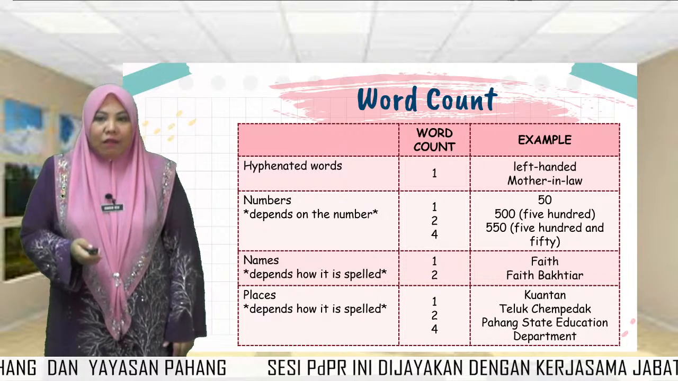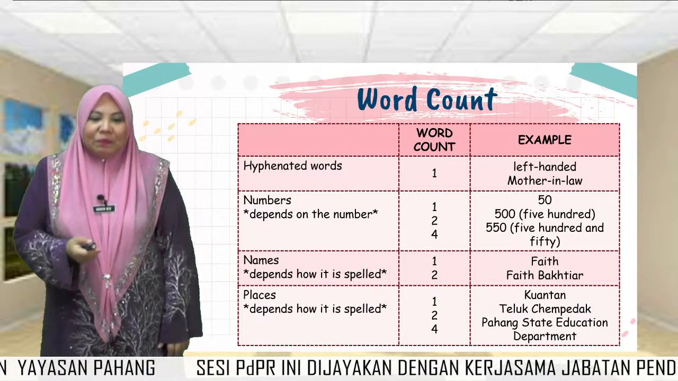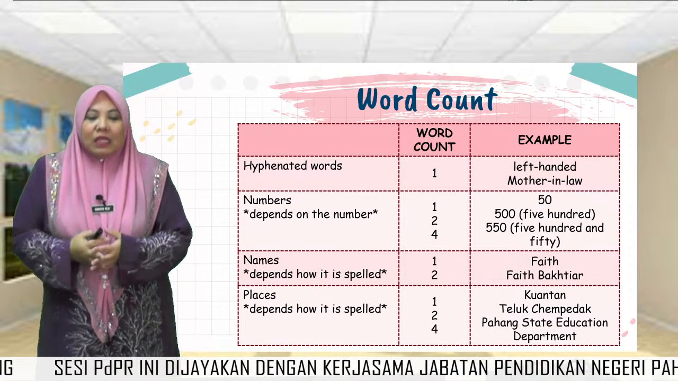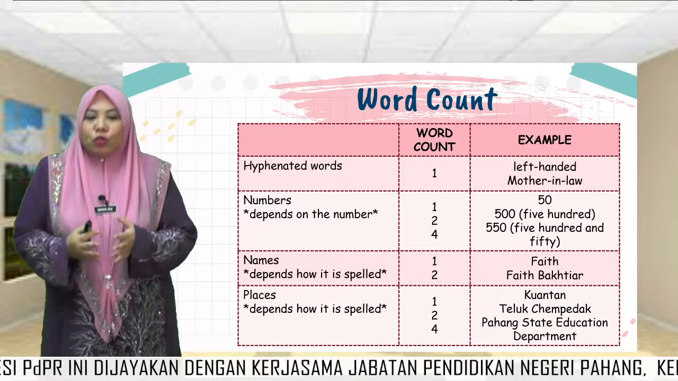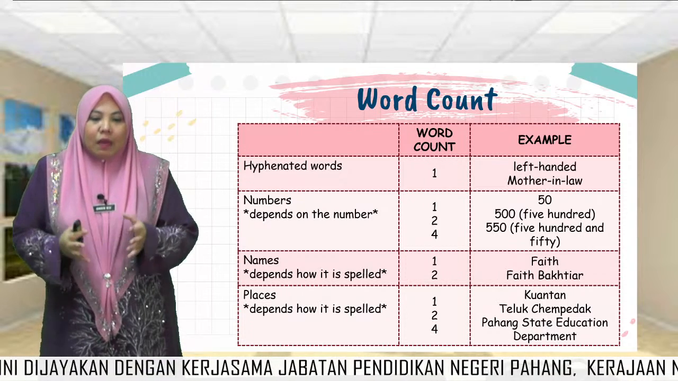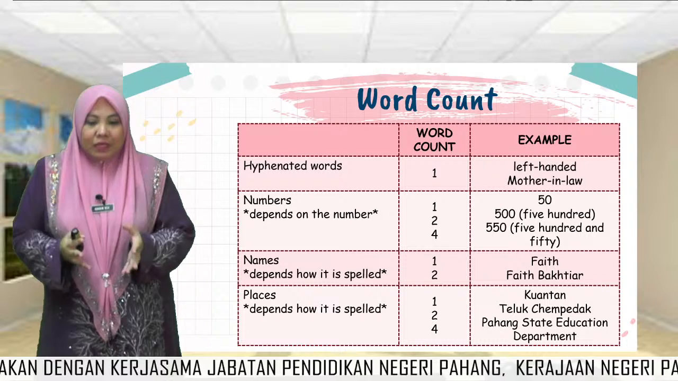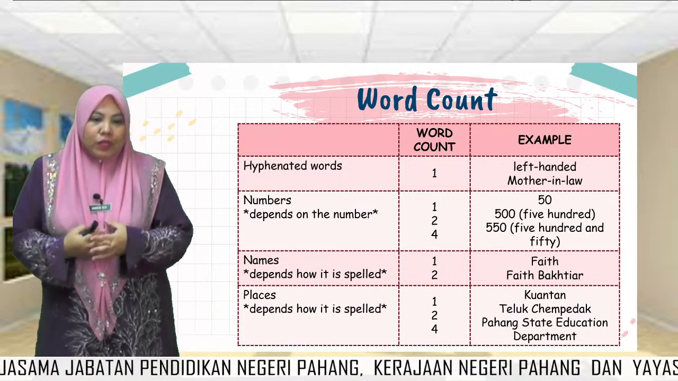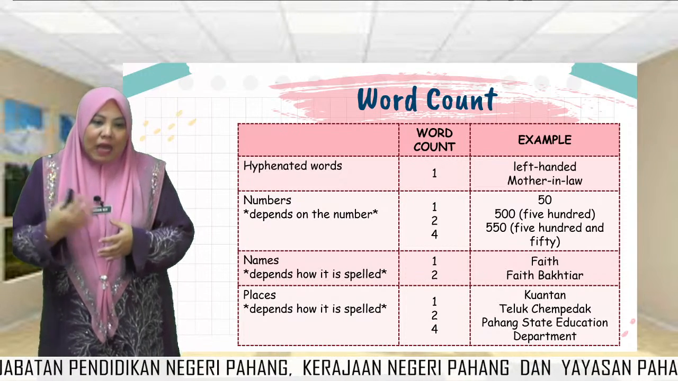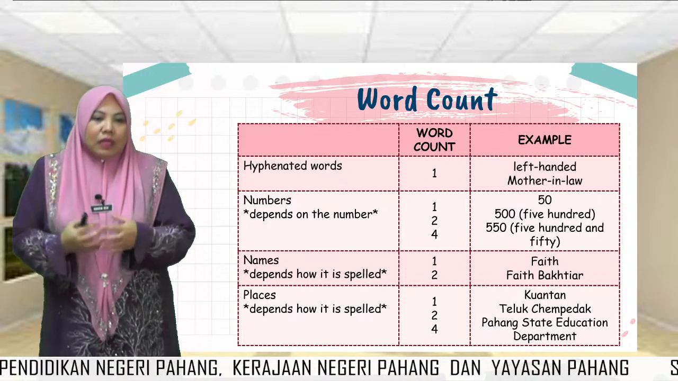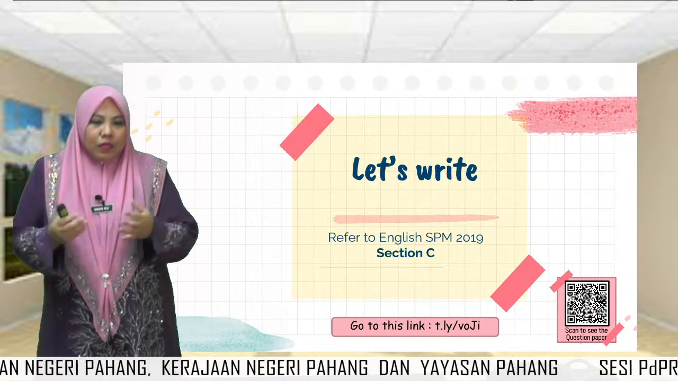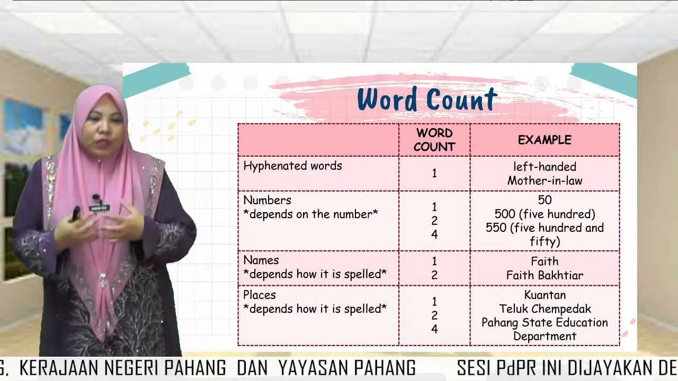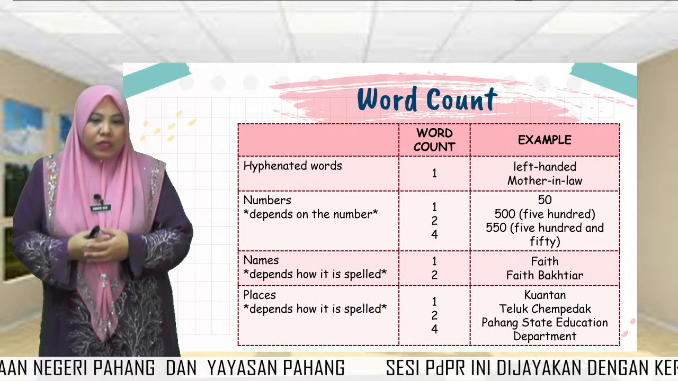Okay, next we have places. Kuantan is considered as 1 word. Teluk Cempedak is considered as 2 words, whereas Pahang State Education Department is considered as 4 words. So when you are counting your words in your summary, make sure you take account of all these word counts: the hyphenated words, the numbers, the names, as well as places. That way you will know the exact amount of words in your summary.